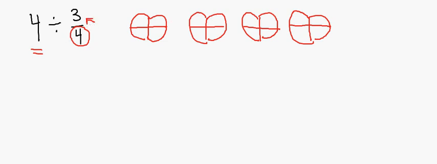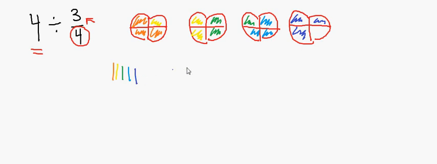So let's start grouping off my 3/4. Let's count them off: 1/4, 2/4, 3/4. That's one time I've pulled it out. Let's do it again: 1/4, 2/4, 3/4. Pulled it out again, and again, and again, each time 1/4, 2/4, 3/4.